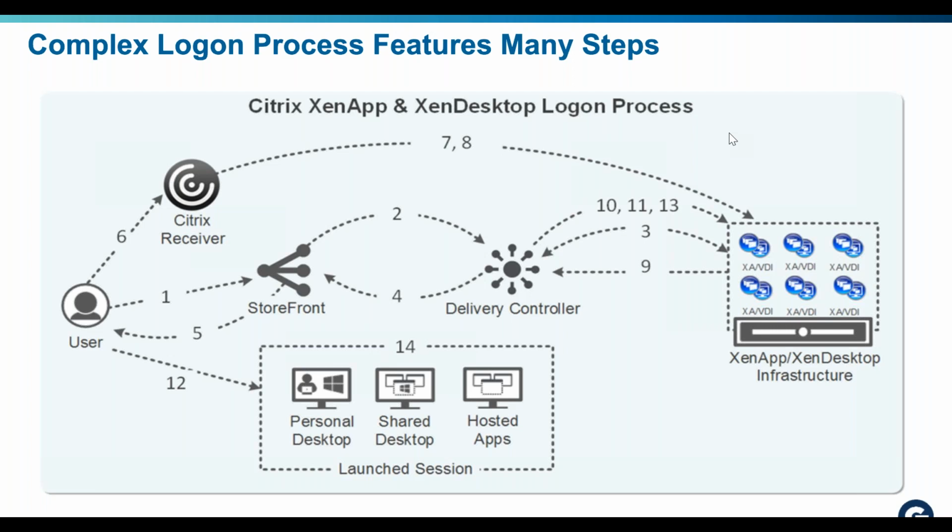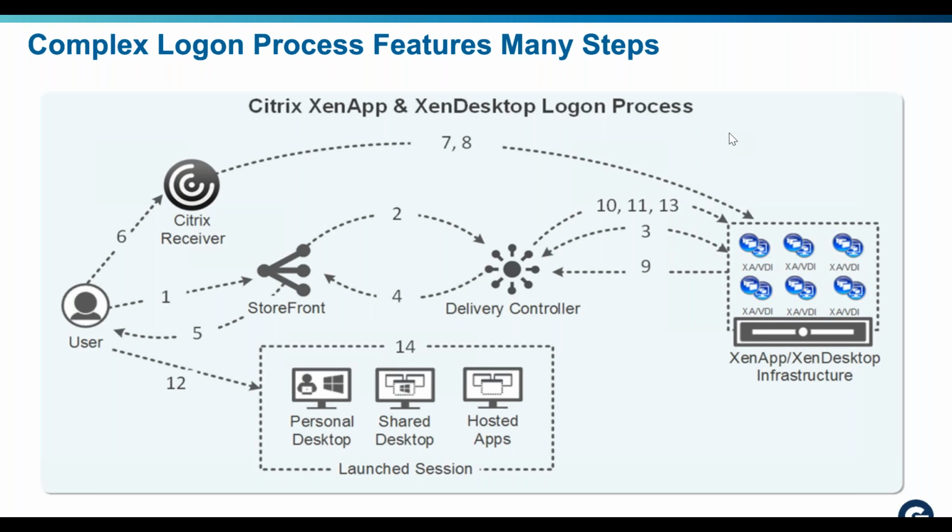So you're seeing from left to right, you have your user. That user clicks on the workspace app. They get the storefront page. They then have to click on an application or desktop on that page. That then will select a delivery controller. Delivery controller selects a host. And that's really just the beginning of the process. There are 14 other steps before the user is actually handed off keyboard and mouse. And that's just taking a look at Citrix.